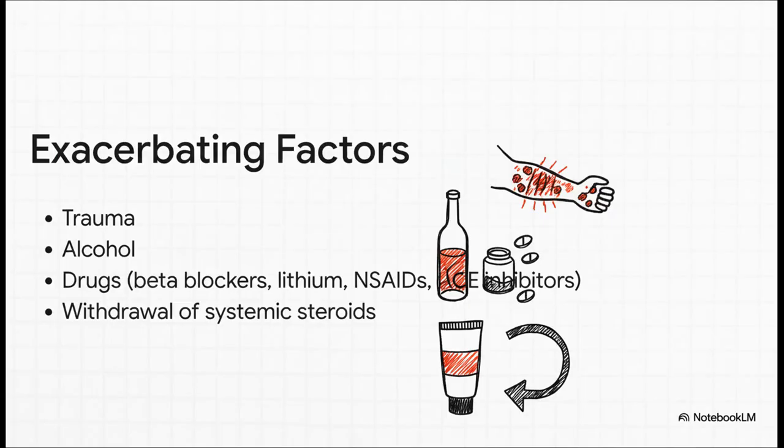In the clinic, this is why taking a really thorough history is so important because of all these common triggers. Simple physical trauma can actually cause new lesions to appear. That's the Koebner phenomenon. Alcohol is a known trigger, and a whole list of common drugs, beta blockers, lithium, NSAIDs, ACE inhibitors can make things worse. Oh, and so can suddenly stopping systemic steroids.